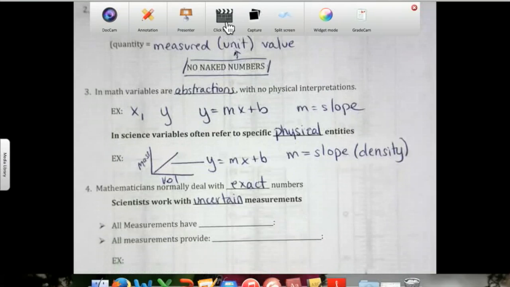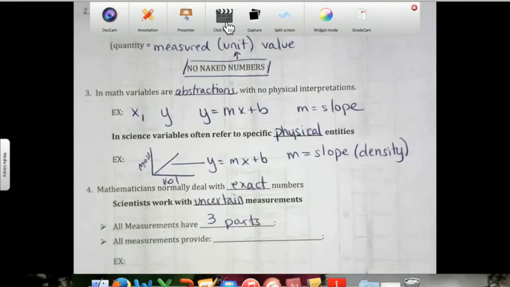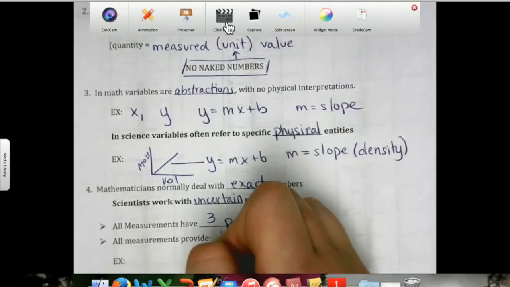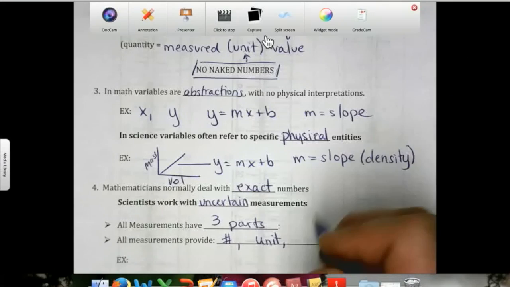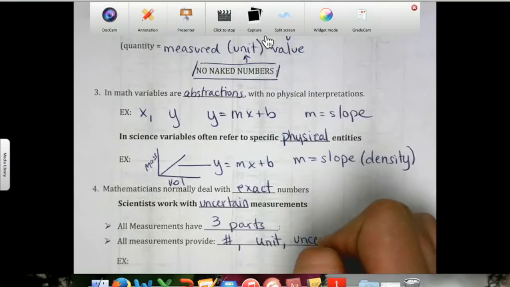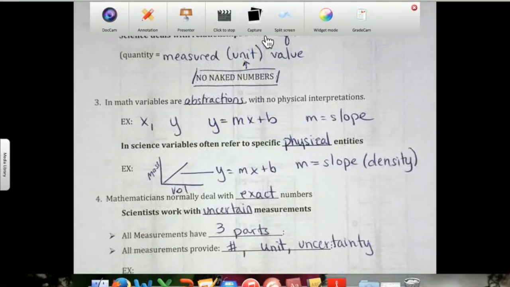All measurements are going to have 3 parts. Okay. They are going to provide a number, a unit, and they're going to tell you about the uncertainty. We talked a little bit about uncertainty today, but we're going to go a little bit in depth here.